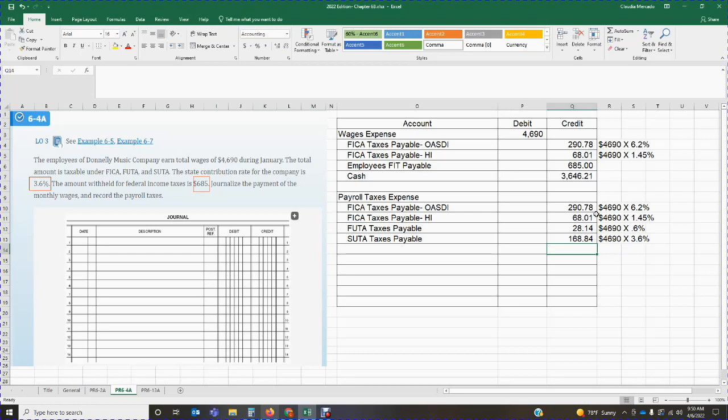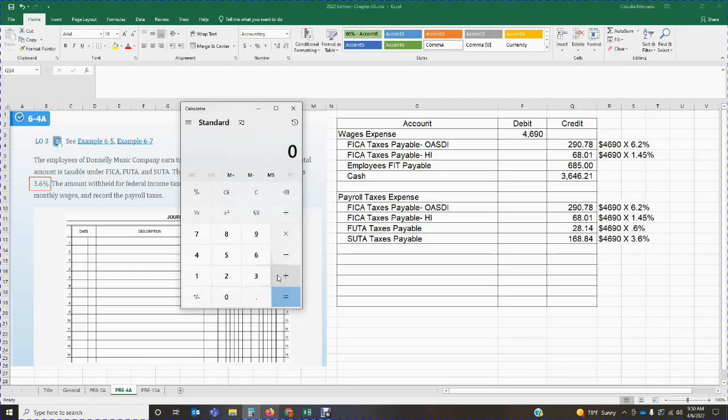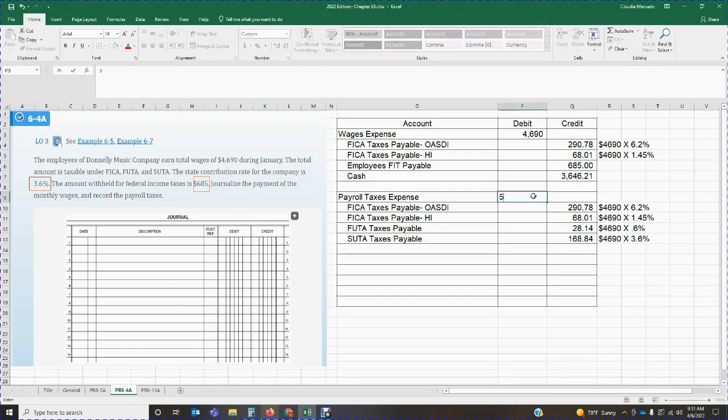SUTA. Okay. So for their total employees that they have, these are the taxes that the employer has to pay for this paycheck. Okay. So now we add those together to figure out my payroll tax expense for the period. Okay. 290.78 plus 68.01 plus 28.14 plus 168.84. That will be 555.77.